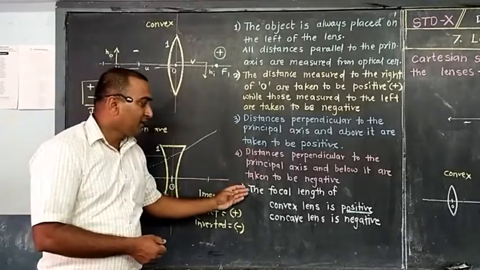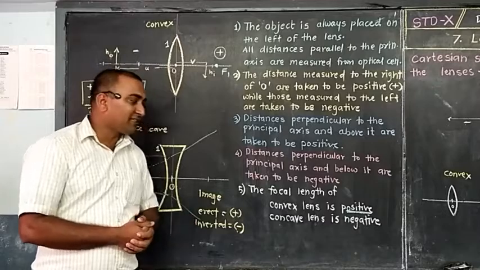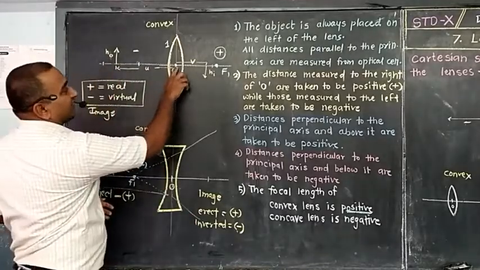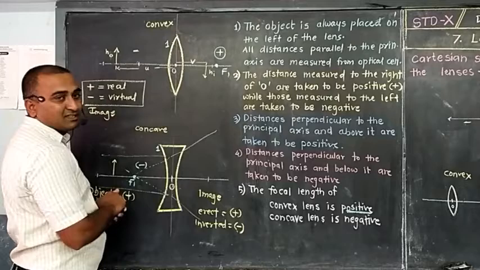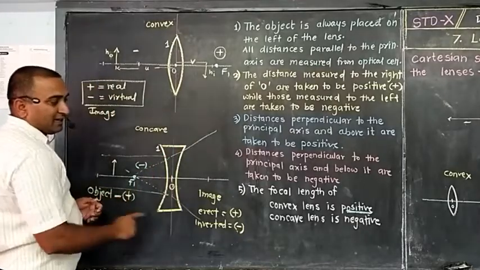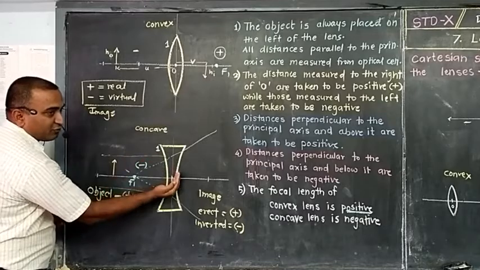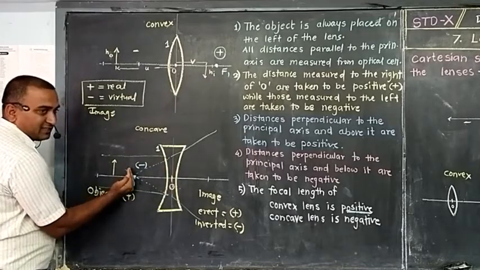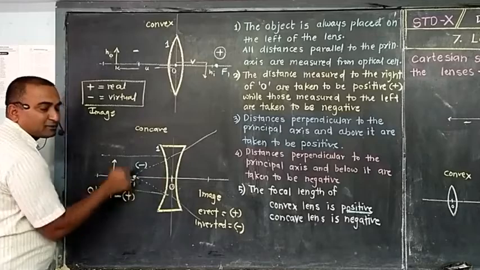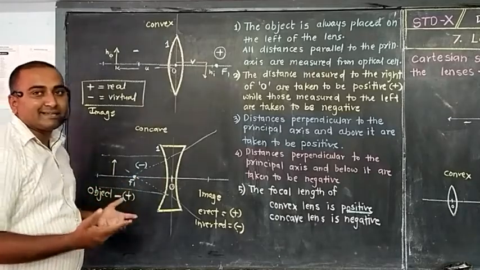Next, the focal length of a convex lens is positive because the focus is towards the right side, so it is positive. And for a concave lens, the first curvature focus is in front of the lens, and so this distance towards the left of the optical center is negative.